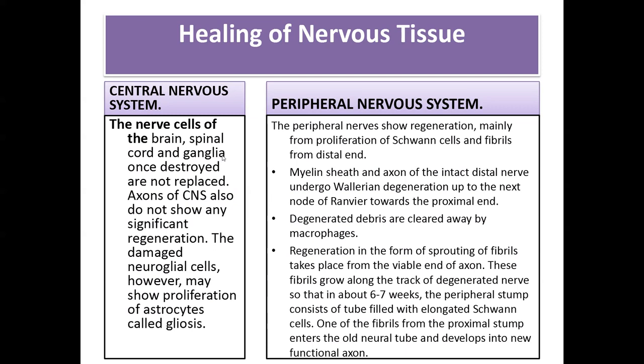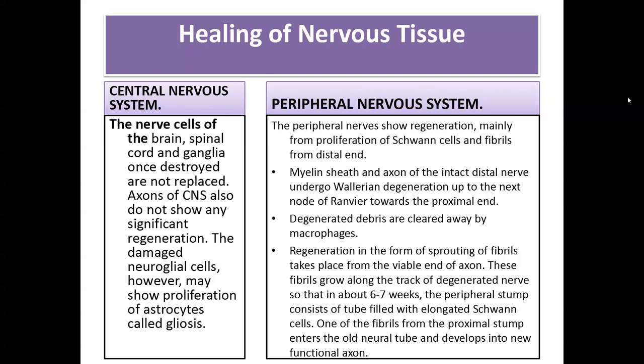Healing of the nervous system. There are two groups, central nervous system and peripheral nervous system. The nerve cells of the brain, spinal cord, and ganglia, once destroyed, are not replaced. Axons of central nervous system also do not show any significant regeneration. The damaged neuroglial cells, however, may show proliferation of astrocytes called gliosis.